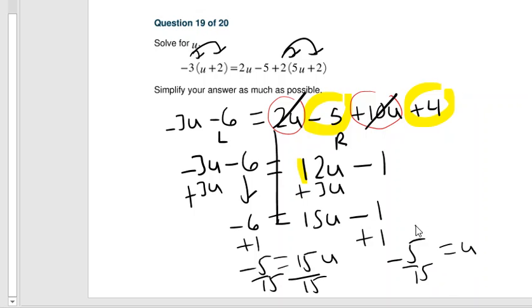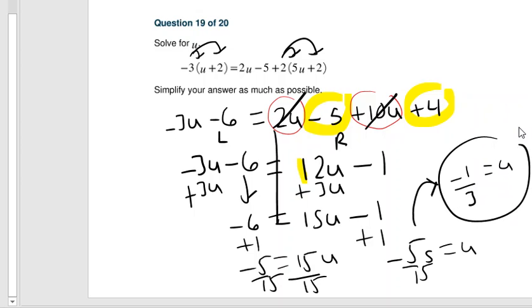And we can simplify that fraction. Sorry, I ran out of room here. 5 goes into 5 once. 5 goes into 15 3 times. So u equals negative 1/3. Okay. So I hope that is helpful.